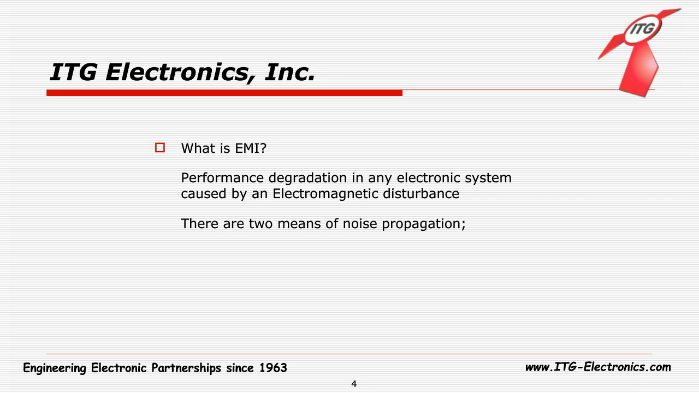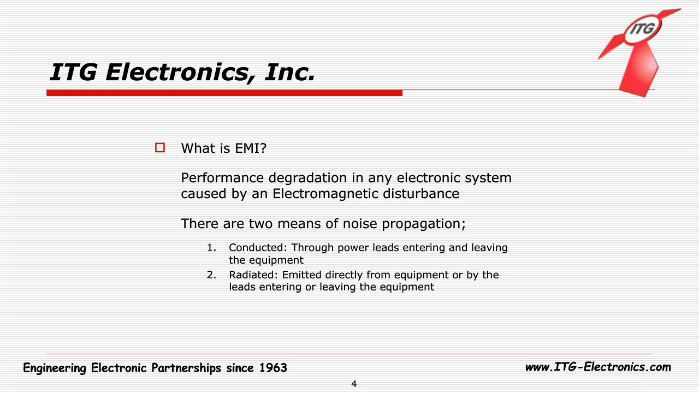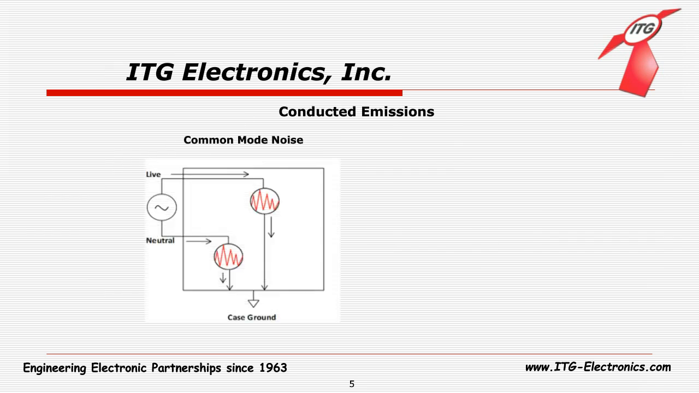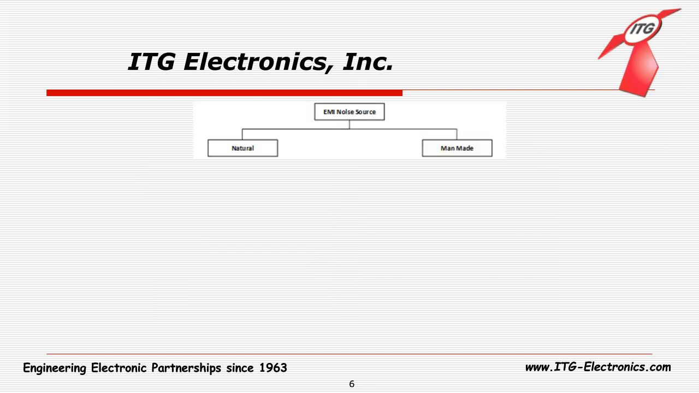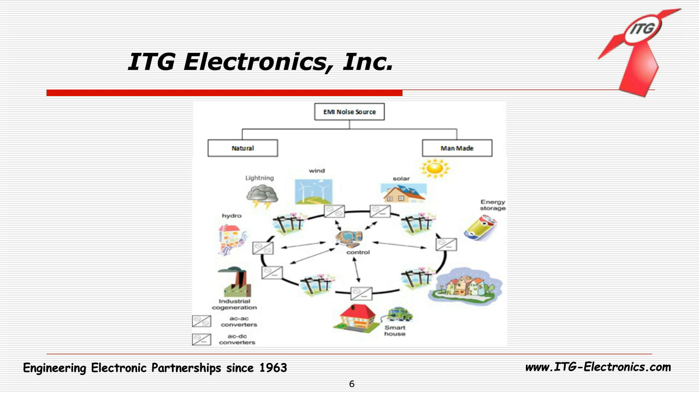There are two means of noise propagation. One is conducted, which is through power leads entering and leaving the equipment, and the other is radiated, which is emitted directly from equipment or by the leads entering or leaving the equipment. The conducted emissions can be common mode, which is between live and neutral to ground, or differential mode, which is between live and neutral. The EMI noise generators can be either natural or man-made. The natural, for example, are lightning and terrestrial, which is the solar system. The man-made are power supplies, electronic equipment, alternative power, solar and wind. Also these days, smart houses and smart cars.